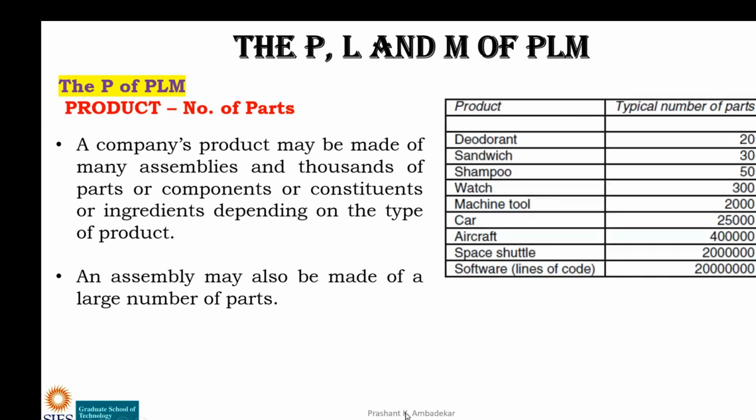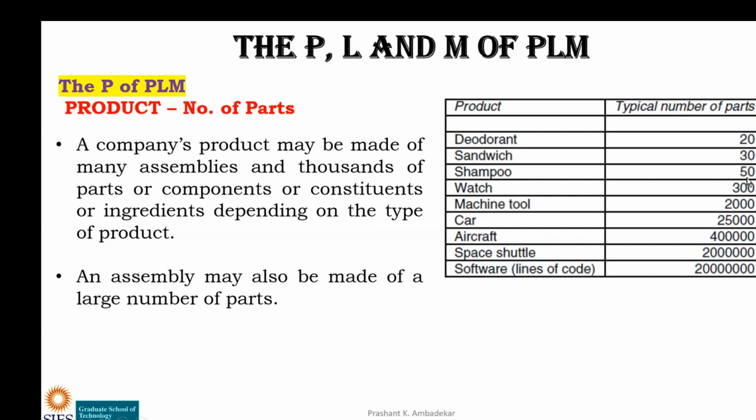Here I have given some examples, taken from the book. A deodorant may have around 20 parts. A sandwich has 30 parts. If you count, you may see that it is not making up to 30, but then there are various spices, and the total part count can be around 30. So this is a general list.